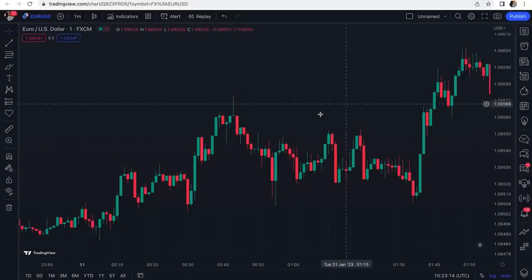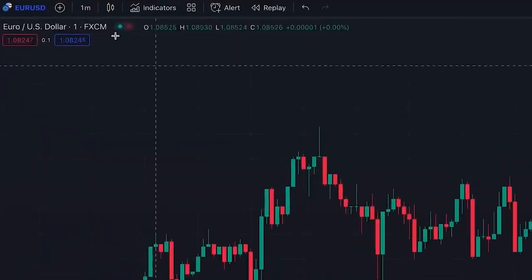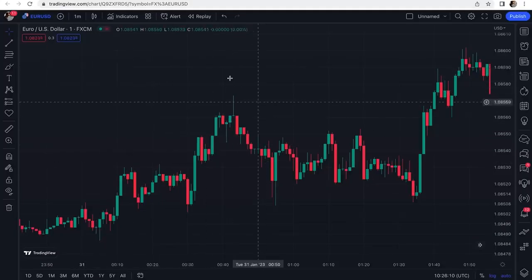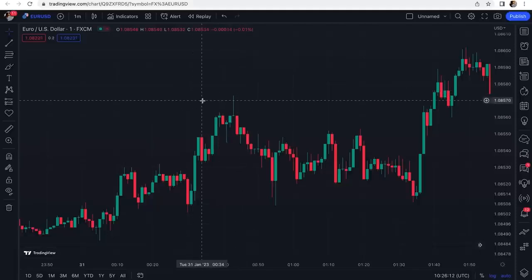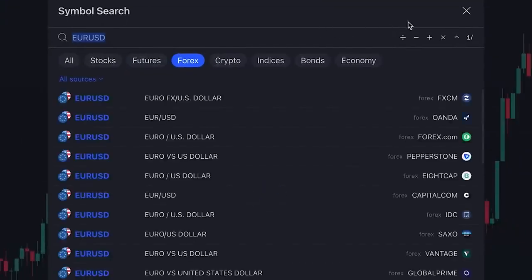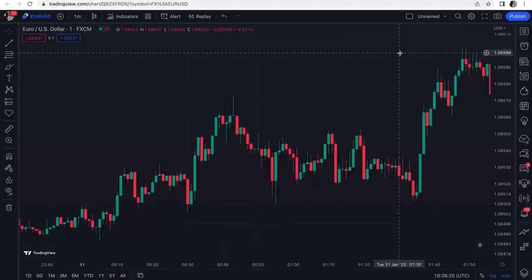Alright, as I said, this is a 1-minute scalping strategy. So here we set the chart time frame on 1 minute. This is the price chart of euro to US dollar, but there is no limitation on this and you can use this scalping strategy on any other asset or market, whether it's forex, crypto, or stocks. The only requirement in terms of the asset or market is trading volume and liquidity.